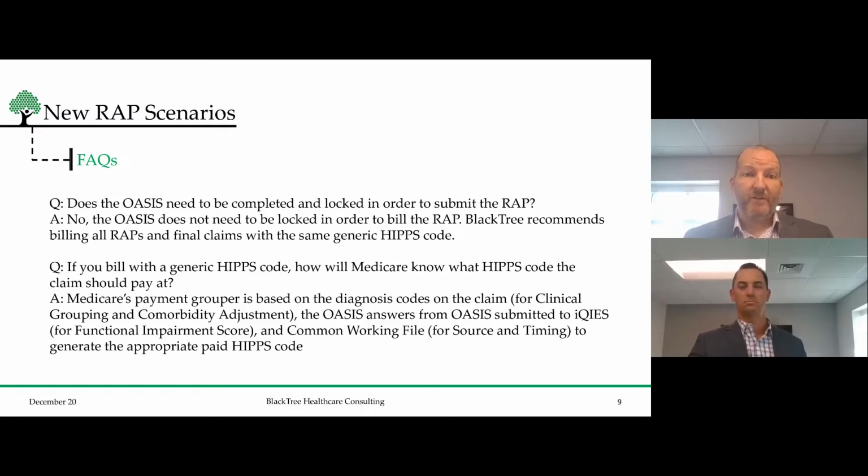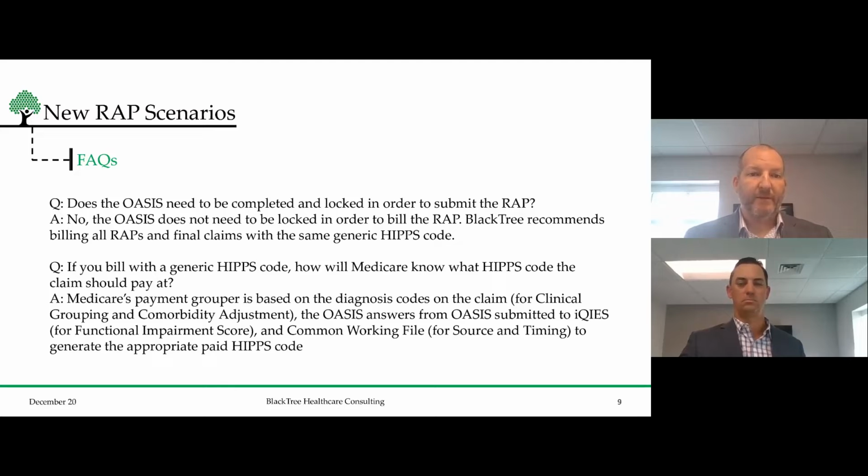Our recommendation there is that you bill all wraps and final claims with that same generic HIPS code. This is going to play into part of our conversation with EMR readiness, and having that conversation with your EMR and figuring out what your options are there. But you really want to make sure that you're getting those wraps out the door as soon as possible. You obviously don't want to have to wait for that OASIS to be locked and completed. In that situation, again, more than likely you're going to bill with a generic HIPS code, whether it be 11AA1, which is going to be the lowest of those HIPS codes. You want to bill the same HIPS really for all wraps and finals.